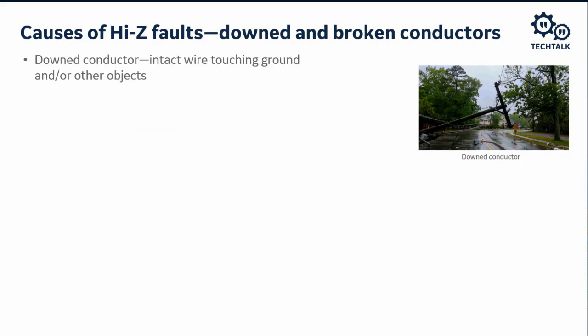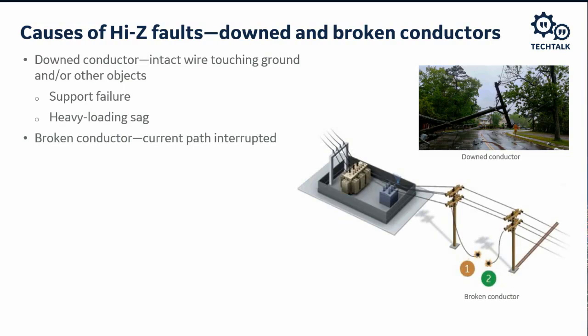So the conductor touches the ground and it might be intact or it might be broken. When the conductor touches the ground or other surface and remains intact feeding a load, we call this a downed conductor. Note there's tension on the wires in the picture. This can be caused by support failure or heavy loading sag. When broken and laying on the ground, we call this a broken conductor. Note that the ends are separated and slack, as is shown in the picture.